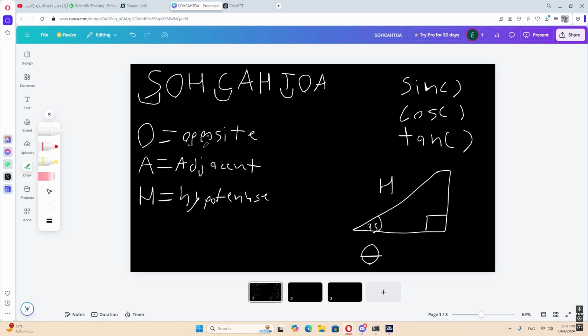Now what's the opposite and the adjacent? Opposite is opposite of the angle. So this is the opposite of the angle. This line here. So this is O. Adjacent is next to the angle.